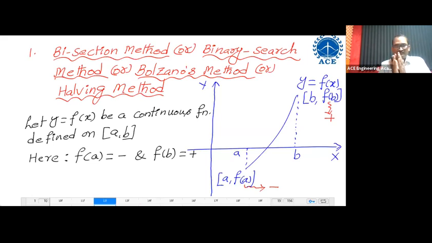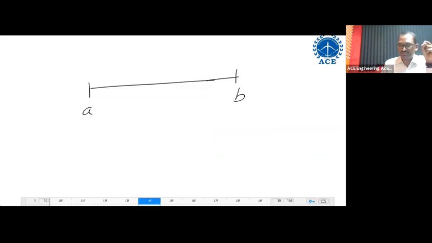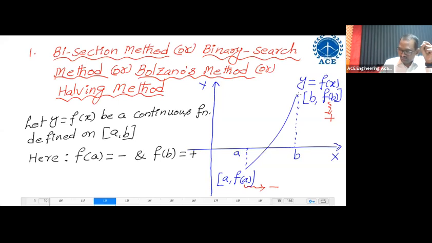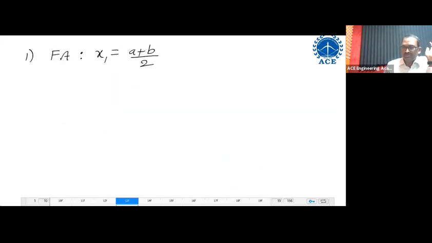F of a and f of b are of opposite signs, then the root lies between a and b. Once you confirm that the root lies between a and b, the curve will cross the x-axis at some point. The point where the curve crosses the x-axis is the required root. In numerical methods, we cannot get the answer directly, so we need to find the first approximation, that is the average of a and b, a plus b by 2.